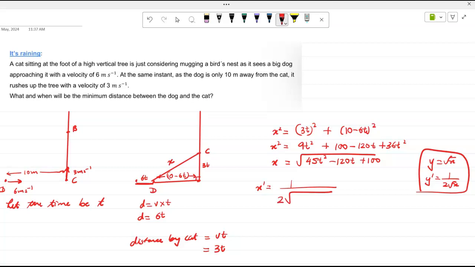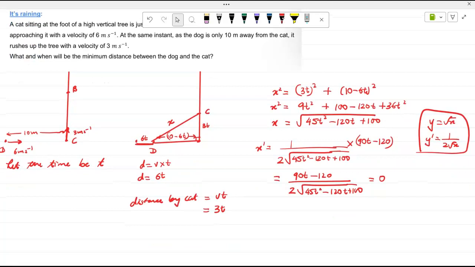1 over 2 root of 45t square minus 120t plus 100, into the derivative of the inner function, which is 90t minus 120. Perfect. You remember the chain rule: outer function, inner function. So the derivative is 90t minus 120 divided by 2 root of 45t square minus 120t plus 100. You take the derivative and this should be equal to 0. So you cross multiply.